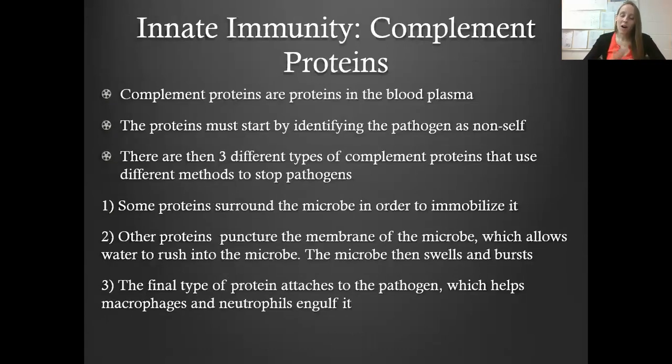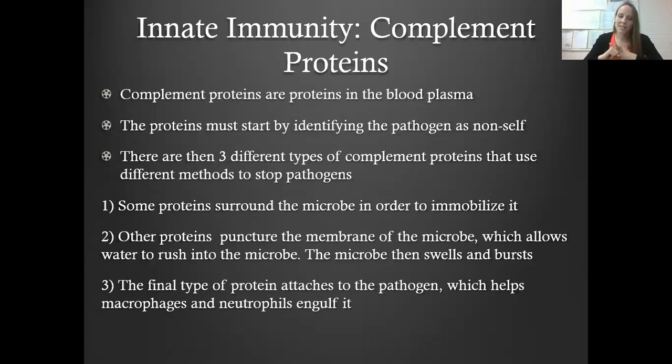Then we also have complement proteins. They're also part of the innate immune system. They're part of the blood plasma. The first thing that complement proteins do is identify a pathogen as being non-self. And then there's 3 different methods that these complement proteins can use. One is to just latch on and surround the microbe so that it can't move anywhere, and it essentially just holds on to that microbe until a macrophage or a neutrophil can come and eat it.